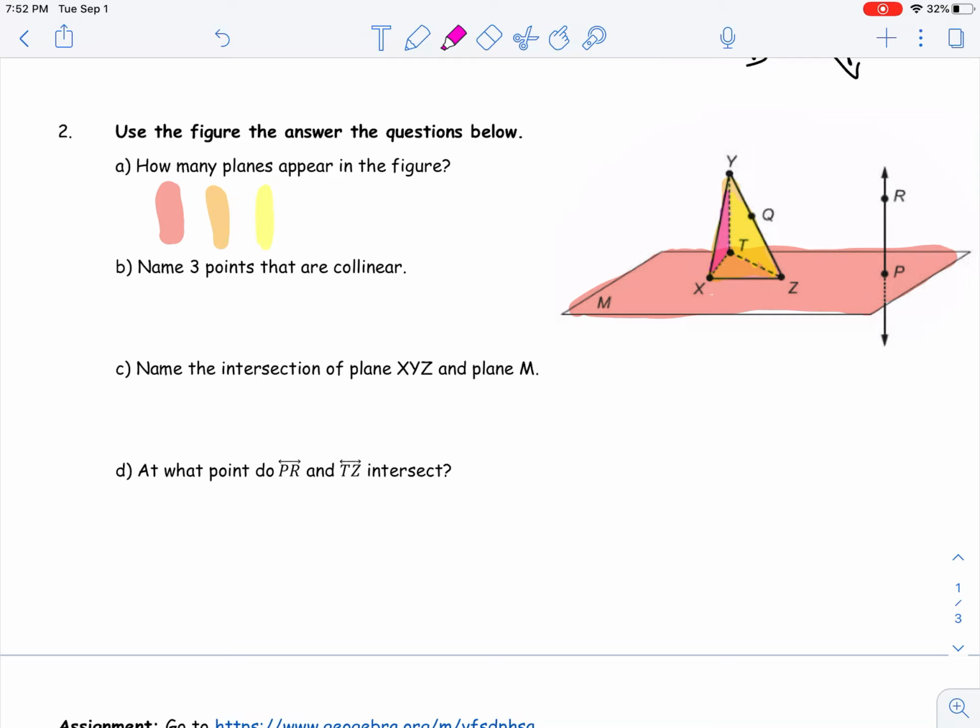So, yeah, I think the answer to that would be 4. There are 4 planes.